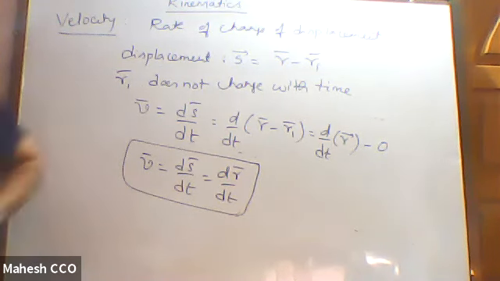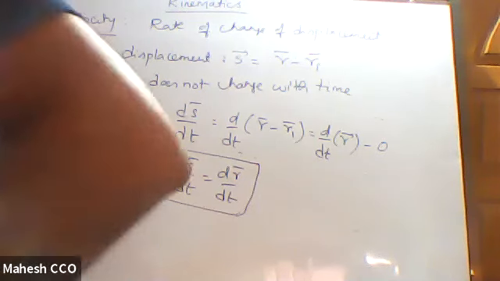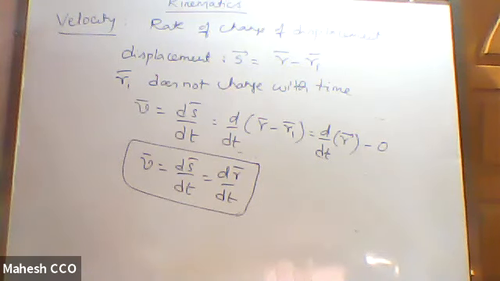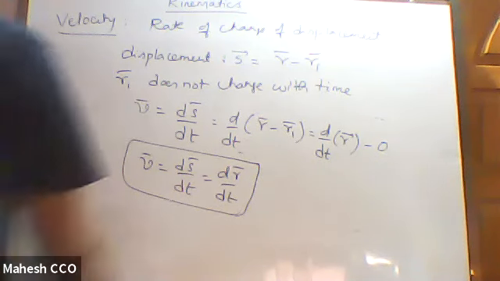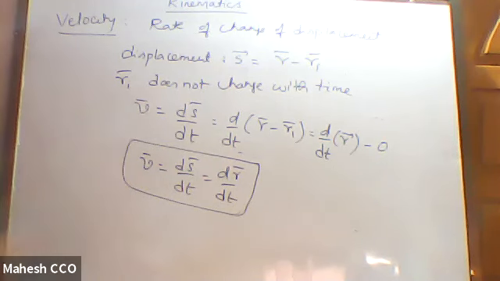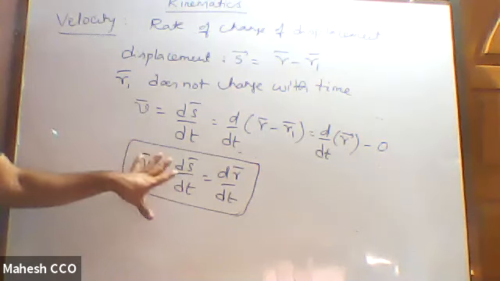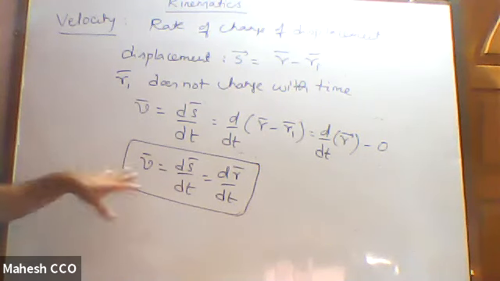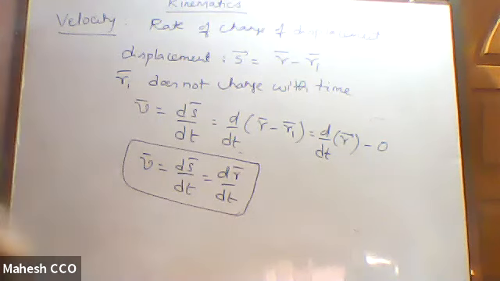Now for example, if you want the average velocity between t1 and t2, then how do you calculate? I will discuss in the next after erasing this. Now, I hope you understood this. The velocity is given by ds bar by dt, which is equal to dr bar by dt. That is the main idea.